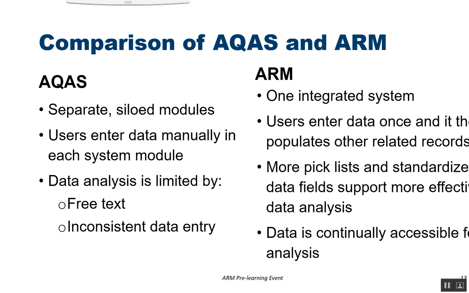So again, ACAS is siloed. You have your EAN module, you have your pest identification module. They do not speak to each other. You would have to enter data into each system repetitively. It does allow for free text, and that does create inconsistent data entry.